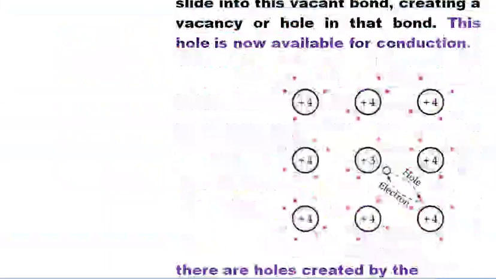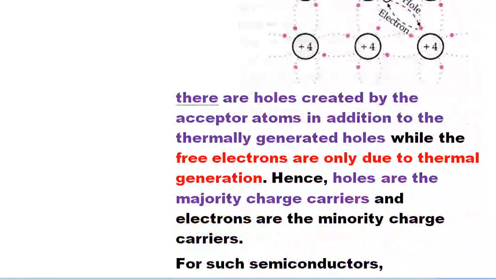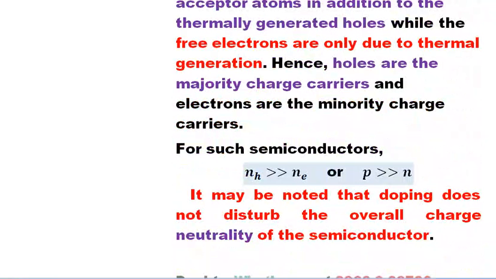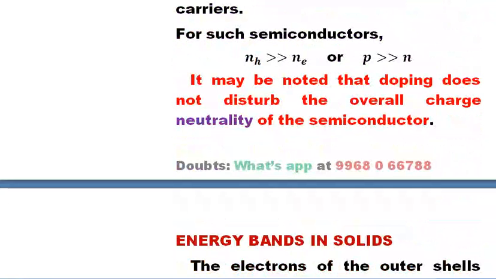How it is formed we have discussed here, with the same diagram explained here. Creation of a hole. Free electrons are only due to thermal generation, but holes are the majority charge carriers here. The number of holes is greater than the number of electrons. Again, note down: it may be noted that doping does not disturb the overall charge neutrality of the semiconductor.